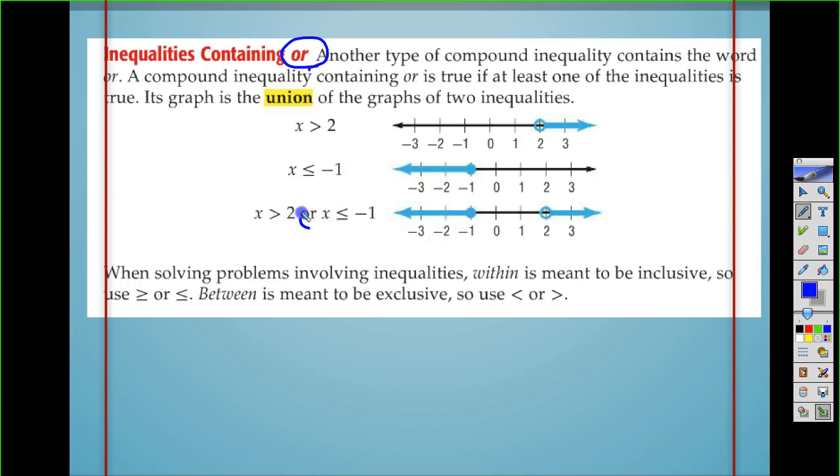All right, so you can see here they have the word or. So if you have x is greater than 2 and x is less or equal to -1, now you're going to do combining, not just overlapping, it's going to combine or. So it's going to be both of them. So you have now x is greater than 2 or x is less or equal to -1.